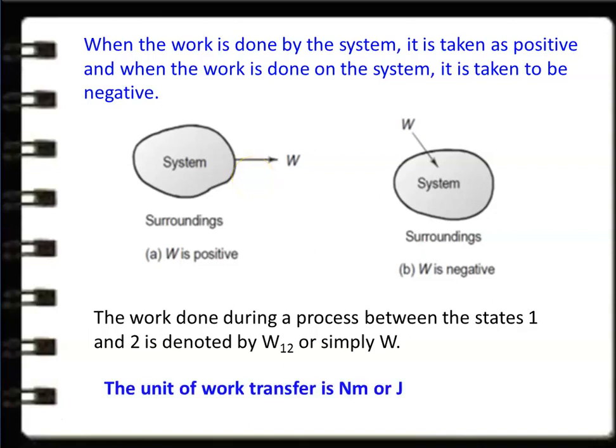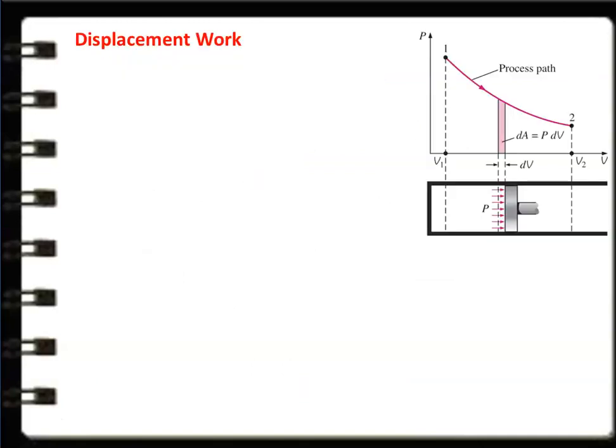The unit for work is Newton meter or joule, since work is force into distance. 1 Newton meter equals 1 joule. And in thermodynamics, we are more concerned about the displacement work. Displacement work is the major source of work transfer in engineering thermodynamics.